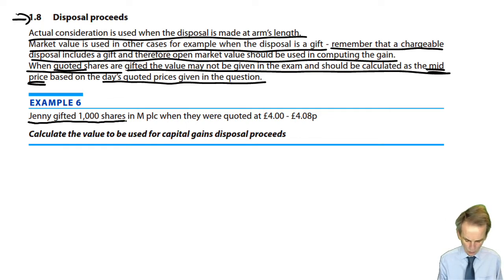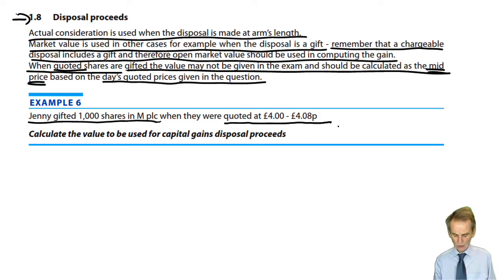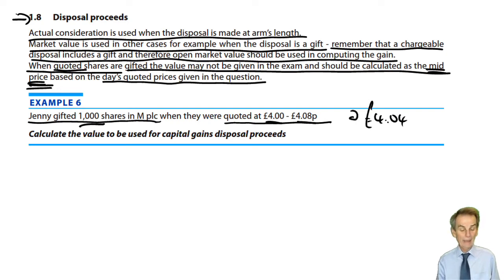As here, Jenny gifted 1,000 shares in MPLC when they were quoted at £4/£4.08. We've got those two prices. Which do we use? Well, we don't use either of them. It is the mid price, a simple average. What is midway between £4 and £4.08? Very obviously £4 and fourpence. So 1,000 shares would be valued at £4 and 4p, and that would go into any capital gains calculation that was required on that particular disposal. So a simple exercise there. We value at the mid price, midway between the two prices quoted.